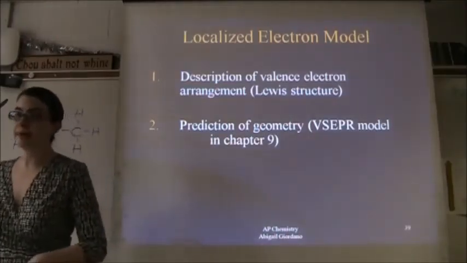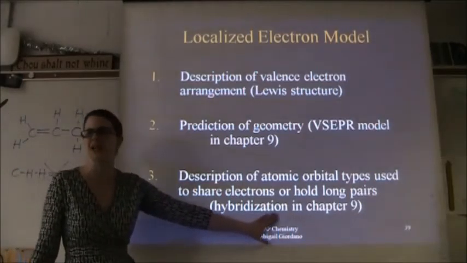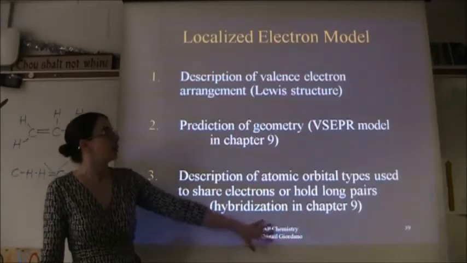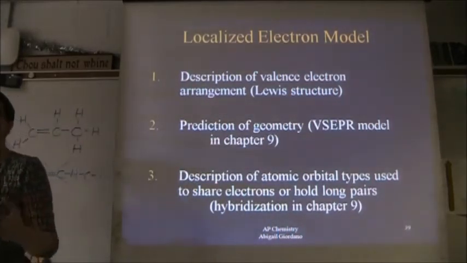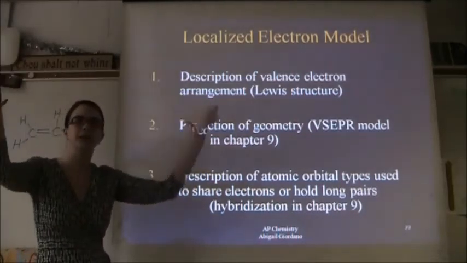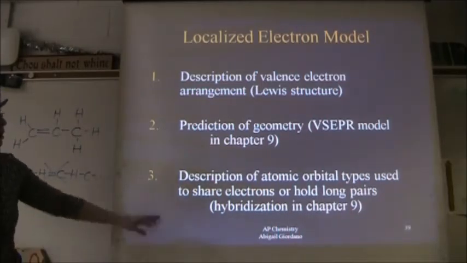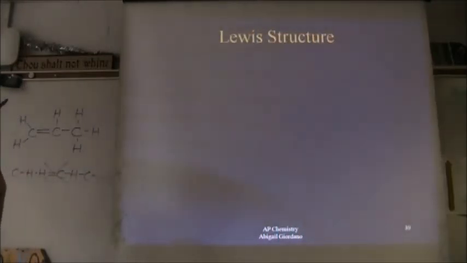Something else that's in chapter 9 is a concept called hybridization. I don't think anybody does that in Chem 1. Maybe you do. Okay? But if you can tell me all of these things about a compound, you are giving me what's called the localized electron model, a complete description of that compound. So we're going to focus here today.